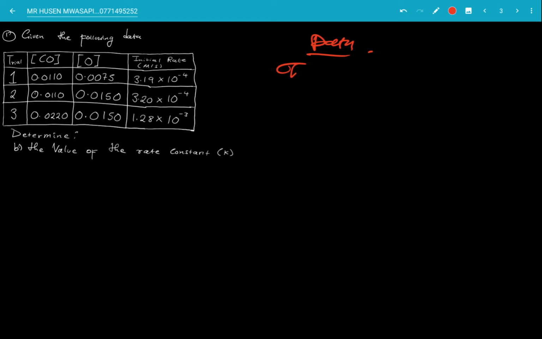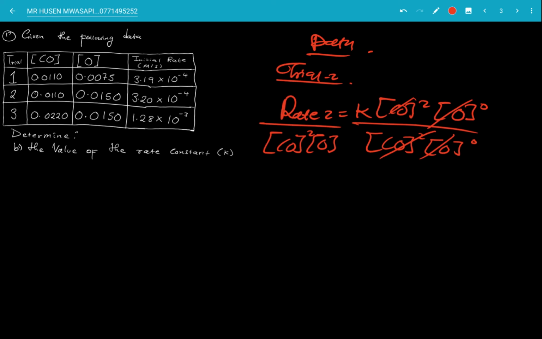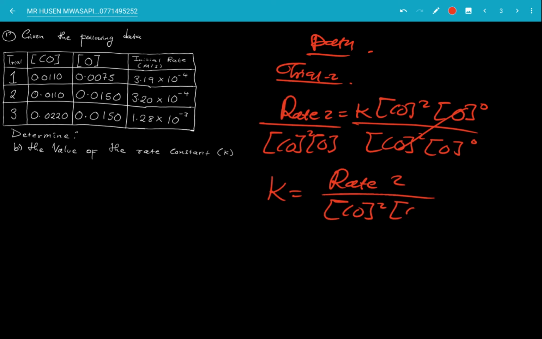So if I get trial 2, I'm having rate 2 being equal to K, concentration of carbon monoxide raised to that, concentration of oxygen raised to that. Then I just have to make K the subject by dividing both sides by the concentrations of these reactants. So this part cancels out with that, and this part here just gets eliminated. So we end up having K being equal to rate 2 over concentration of CO to the 2, concentration of O2. So all we have to do now is to substitute.